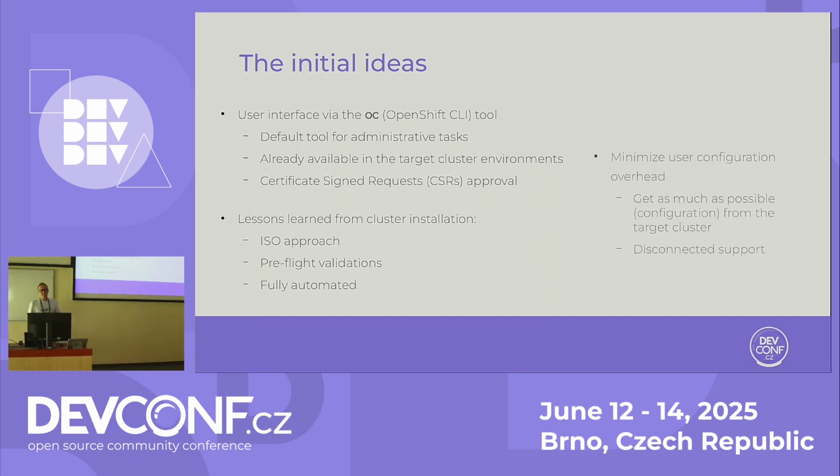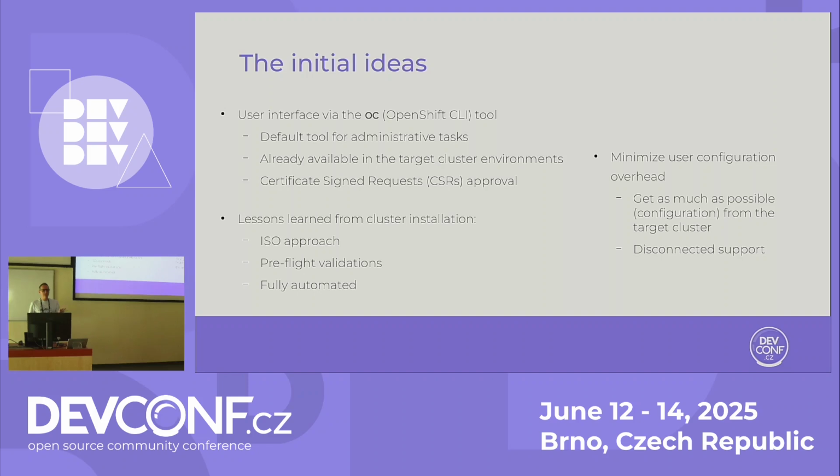The third one was we don't want to bother the user with the configuration. We already have a target cluster. The target cluster is our source of truth for the configuration. It can already give a good amount of things for preparing the configuration needed for the joining process. Why don't we get them instead of asking and bothering the user? For example, in the case of the disconnected cluster, the mirroring configuration is already available in the target cluster. No need to bother the user for that.